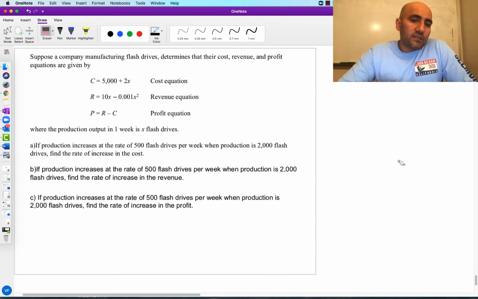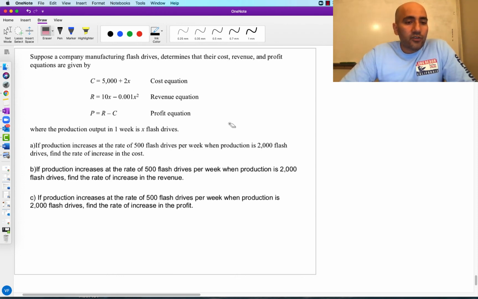Their revenue equation is 10x minus 0.001x squared. So you plug in the number of flash drives produced in a week, and that will help you figure out the revenue. And then finally, profit is equal to revenue minus cost. The great thing about these questions involving applications of business is that the formulas should be really familiar to us, and they're often given, or relatively easy to find. So from that perspective, these questions should be a little bit easier.